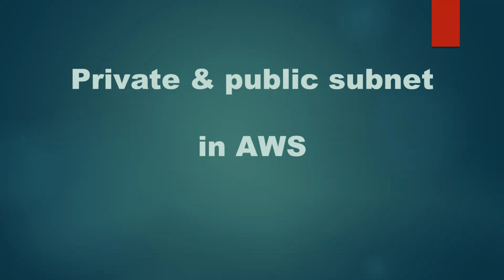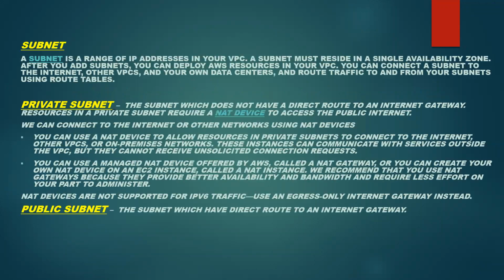In our last video, we discussed the VPC, and today we will discuss a component of the VPC, that is the subnet. In AWS, we have two kinds of subnet, a private subnet and a public subnet. Before going to the public and private subnet, let's see what exactly a subnet is.